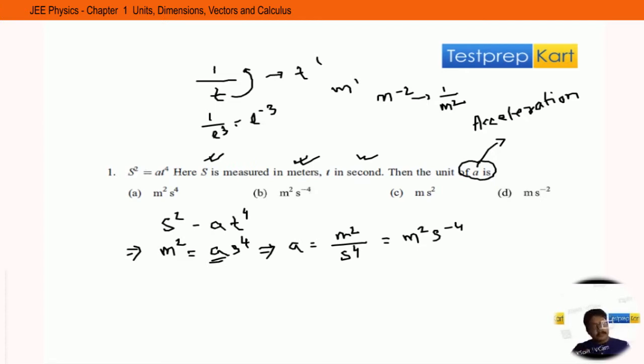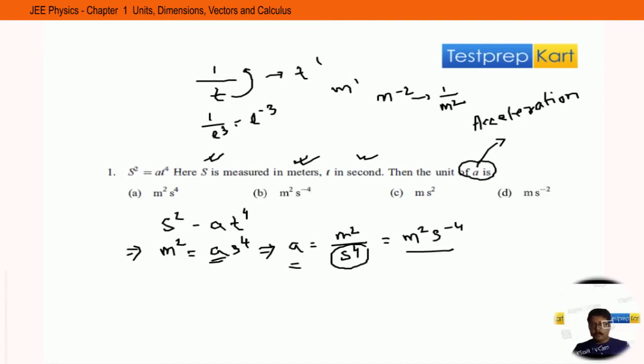This is the first question of this chapter. I hope this portion is clear. When we transfer a specific amount of value from denominator to numerator, we just put a negative power. This is the concept. So according to that concept, here a becomes m square by s to the power 4. So it becomes m square s to the power negative 4, because here s to the power 4 is placed in the denominator position, so I transferred it to the numerator and it becomes s to the power negative 4.